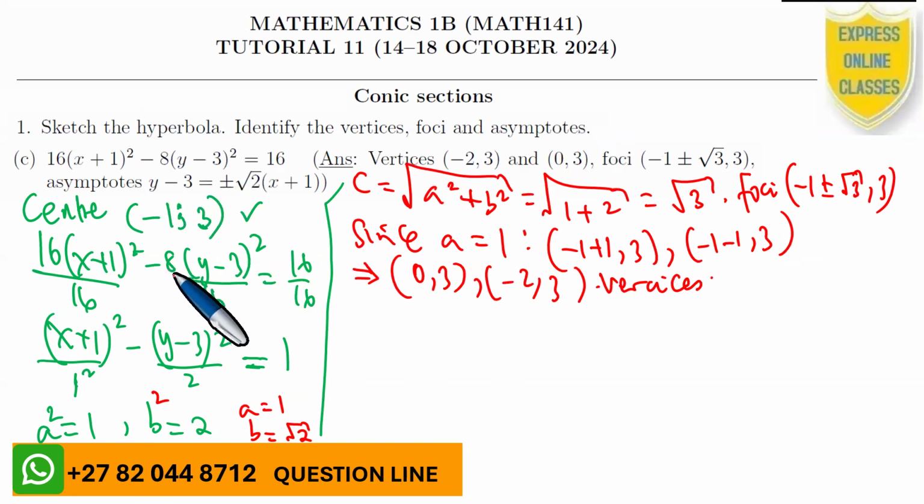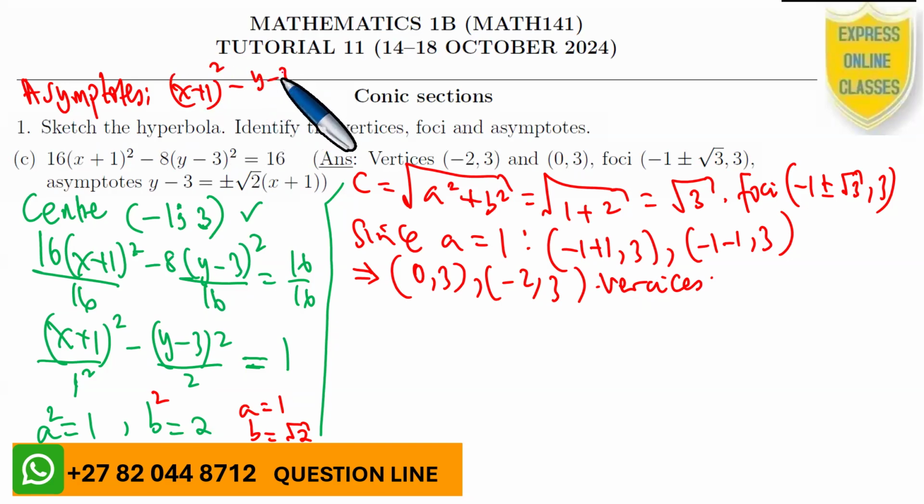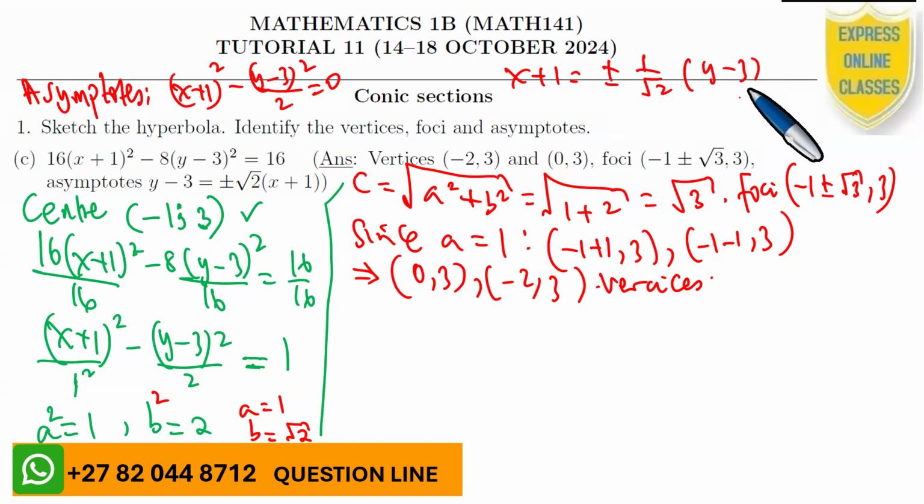What about the asymptotes? Right, so for the asymptotes, we just write x plus 1 squared minus y minus 3 squared is 0. And then you solve for x. So which means that you can see that x plus 1 is going to be plus or minus 1 over the square root of 2 times y minus 3.